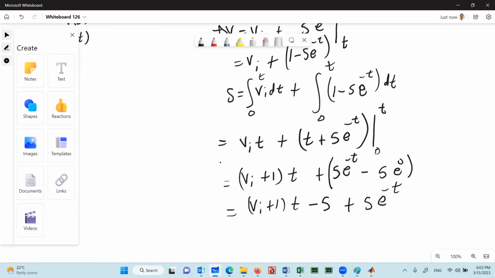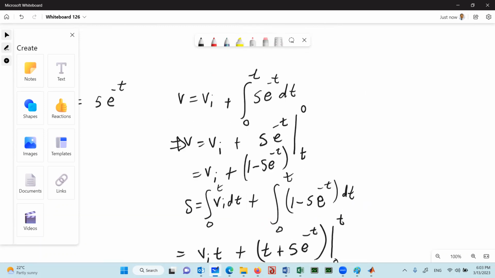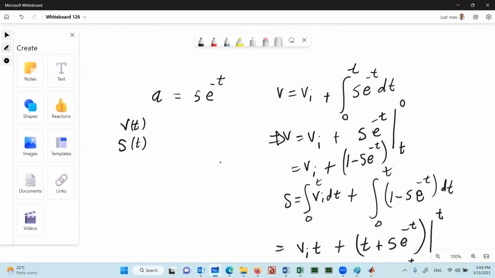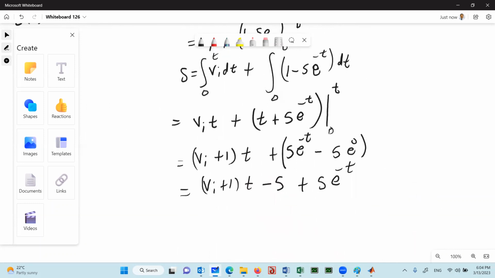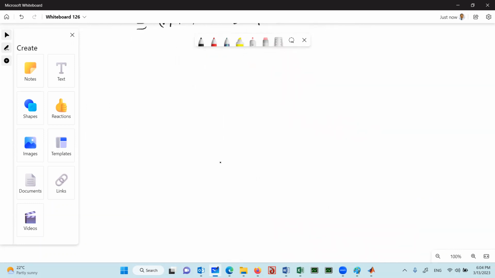Now we want to integrate this equation. The equation here is A, so A here means d squared s over dt squared. How to do this? Now, under Simulink, we have something called integrator. We have a first integrator. So we think about acceleration, then we end up with velocity. If you integrate, you end up with S.